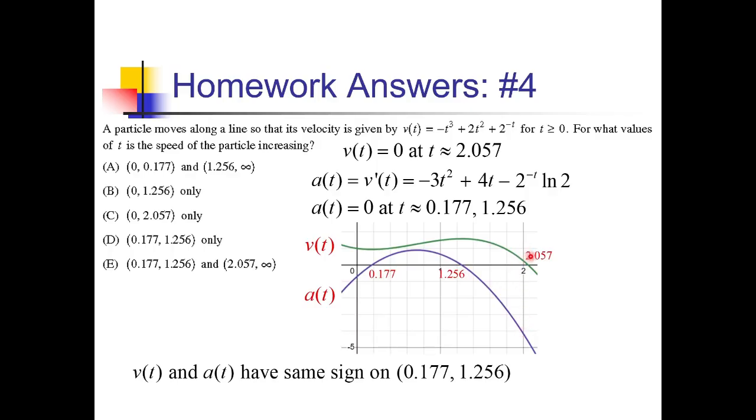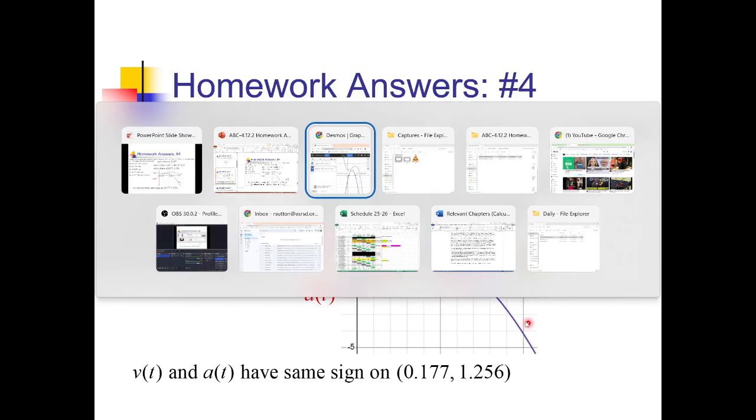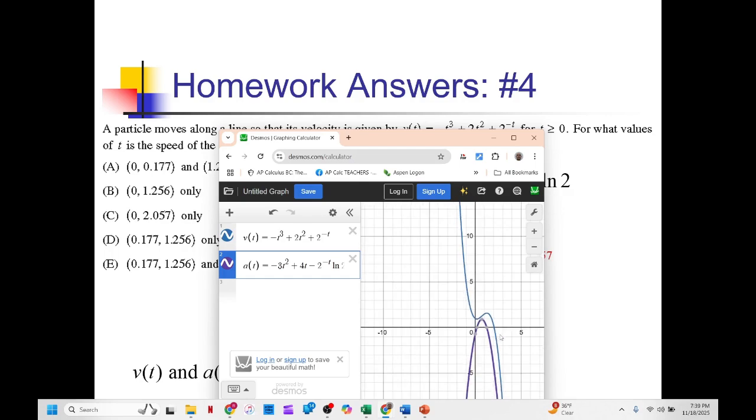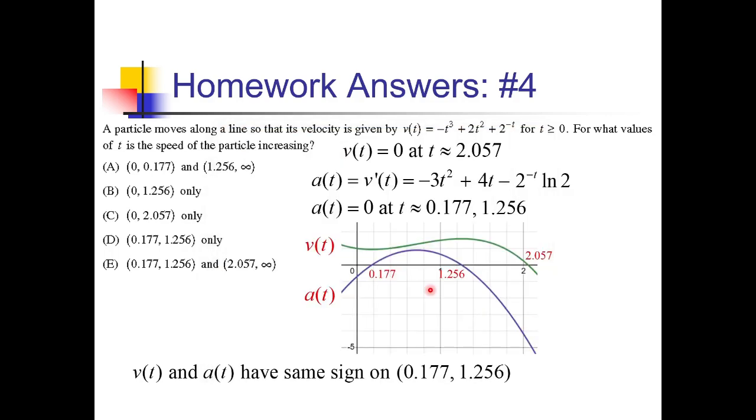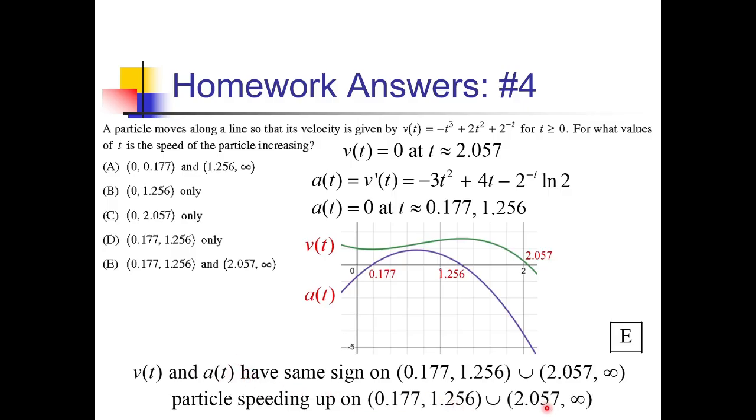Now, at some point, v of t decides to join a of t in negative territory, and that happens at 2.057, and it continues actually, if you look back at Desmos, that's going to keep going on forever and ever as far as we zoom out here. So we'll go to infinity with that interval. Since they have the same sign on these two intervals, that means our particle is speeding up on these intervals, giving us choice E.